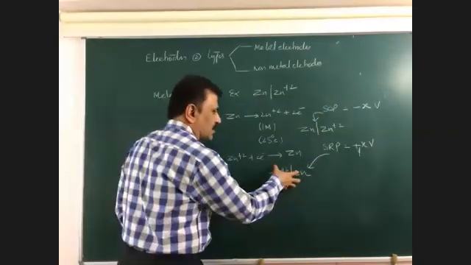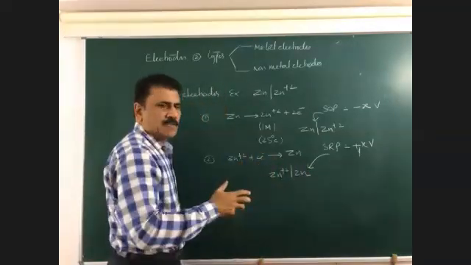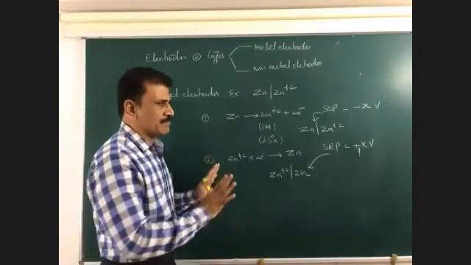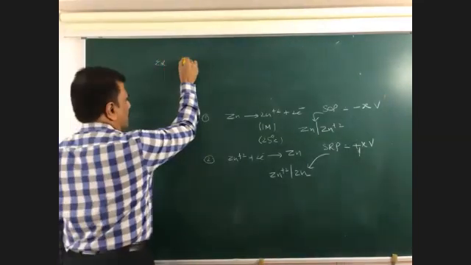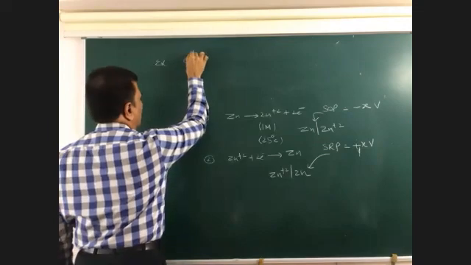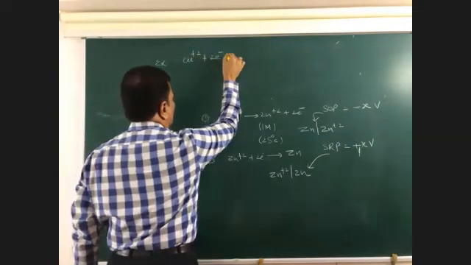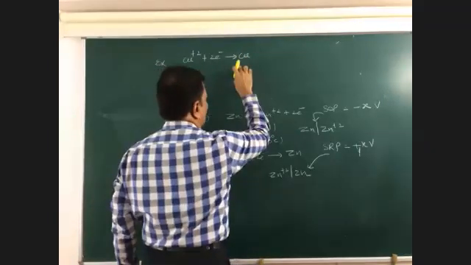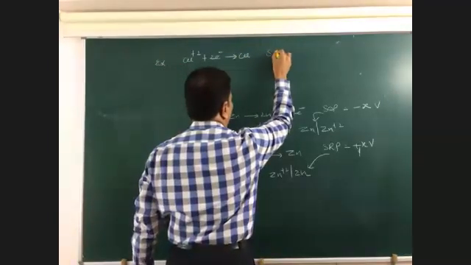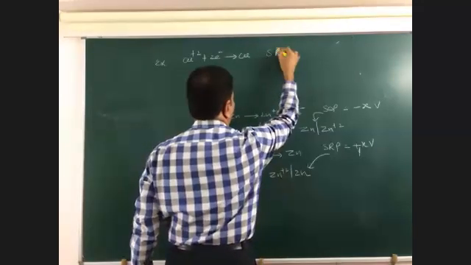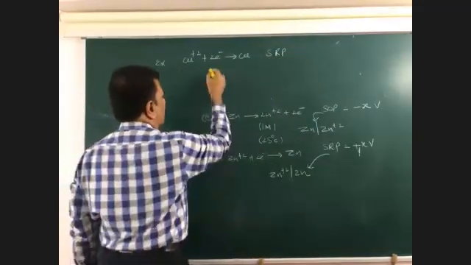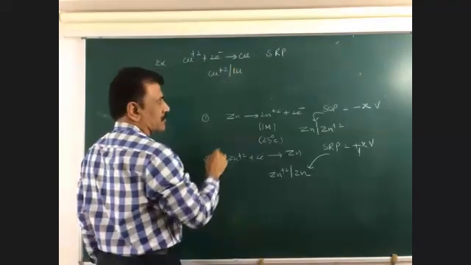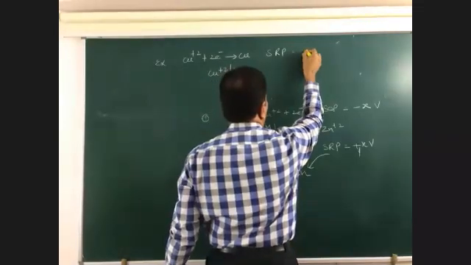So if this value is given, that means a reduction potential is given. If this value is given, oxidation potential is given. So this is one example. Another example, Cu+2 plus 2 electrons changes to Cu. This potential is reduction, so named as SRP. So simply the electrode is represented as Cu+2 bar Cu. If SRP is given, that is positive.